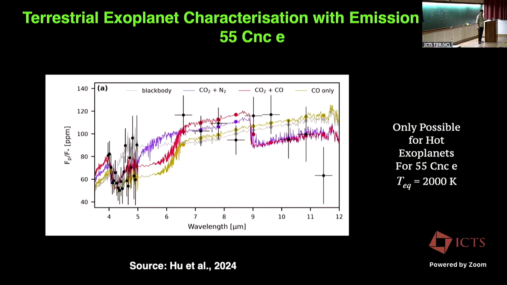Okay, but what if we come to terrestrial planets? This is one of the very interesting studies. For 55 Cancri e, they actually managed to get an emission spectrum for a terrestrial planet, but the reason was it was very high temperature. Why am I saying that we are only able to get this for high temperature? What if this planet would have been like 400 Kelvin or 500 Kelvin?